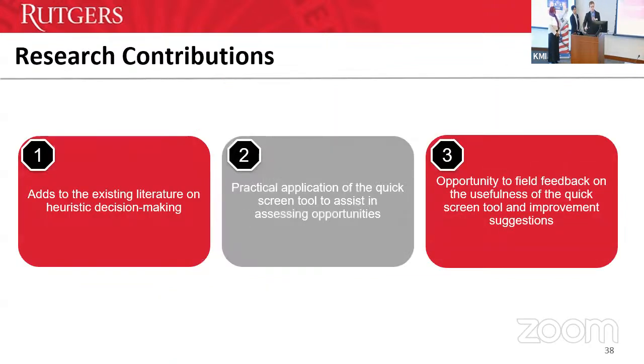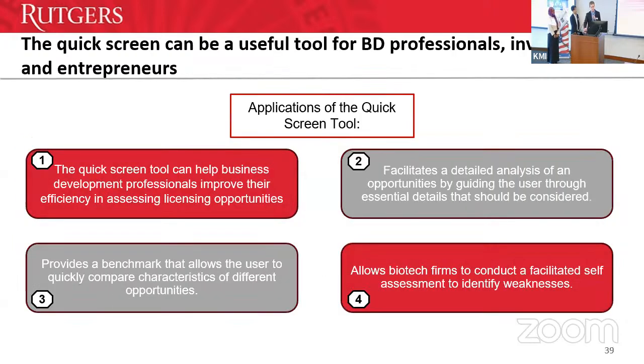And the final limitation would be that there's not equivalent information available for every startup. Some interviewees will provide more information than others, and also there's just different amounts of information in the public domain for all companies. So what does this research contribute? It added to the existing literature on heuristic decision-making, provided a practical application of the tool, and also an opportunity to improve the tool and gather field feedback around it.